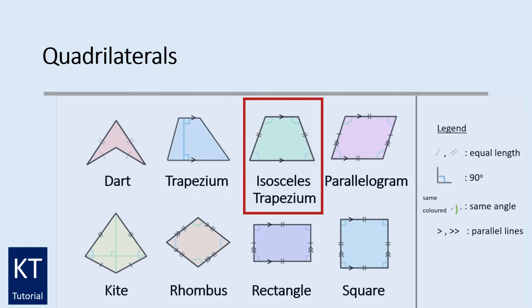For the isosceles trapezium, its non-parallel sides are equal in length. This parameter in turn brings about two pairs of internal angles that are equal. Its remaining parameters resemble a standard trapezium.